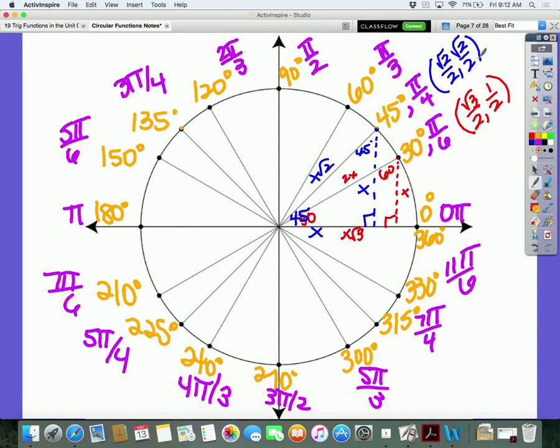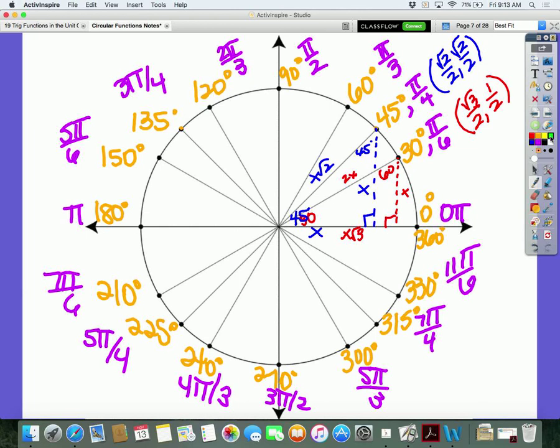Cosine is x, sine is y, okay? So if they ask you what's the cosine of 30 degrees, you're looking for the x value, the x coordinate of 30 degrees. As for the sine of 45, you're looking for the y value of 45 degrees.